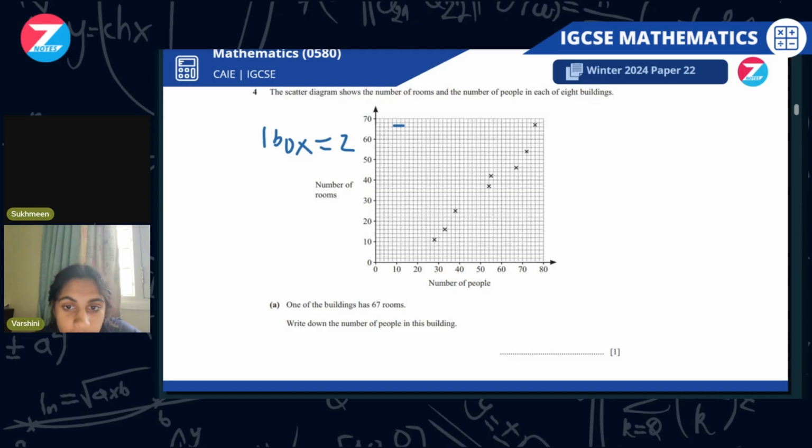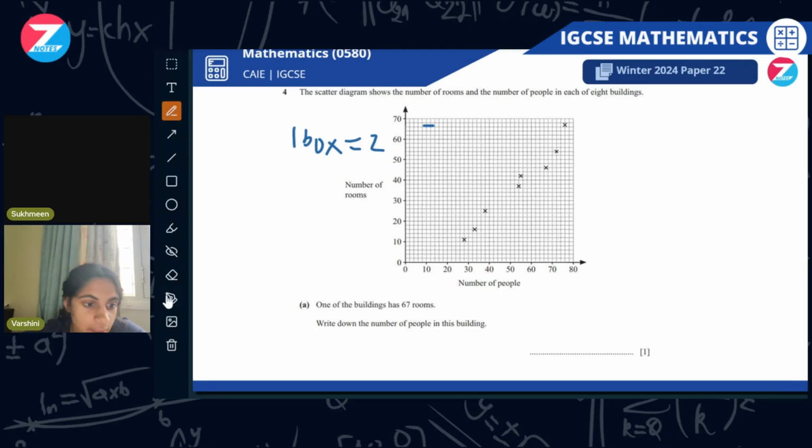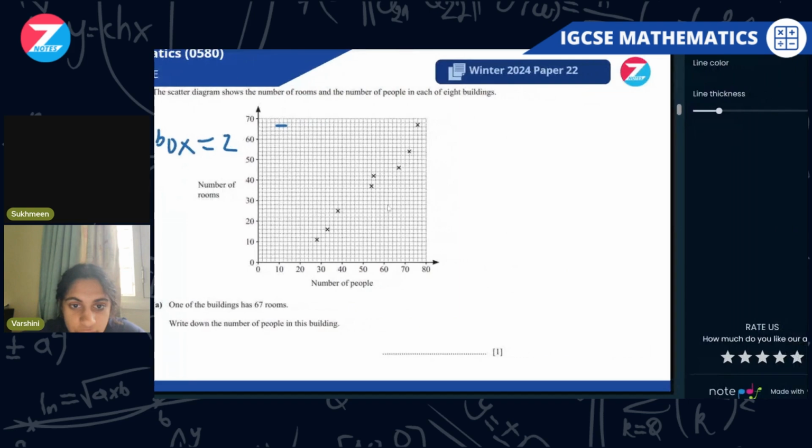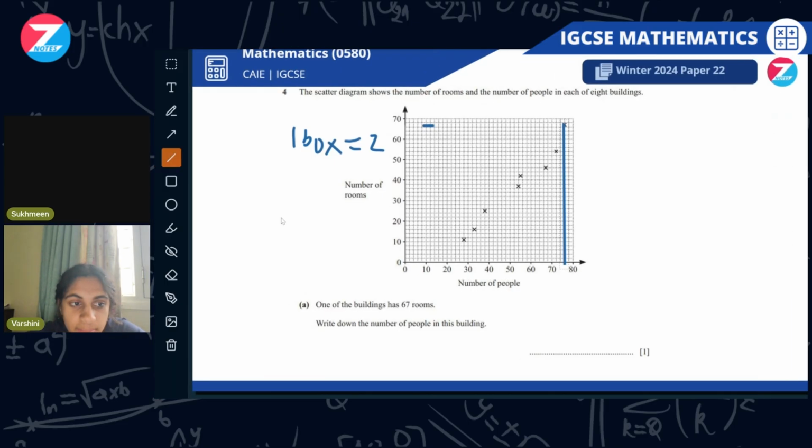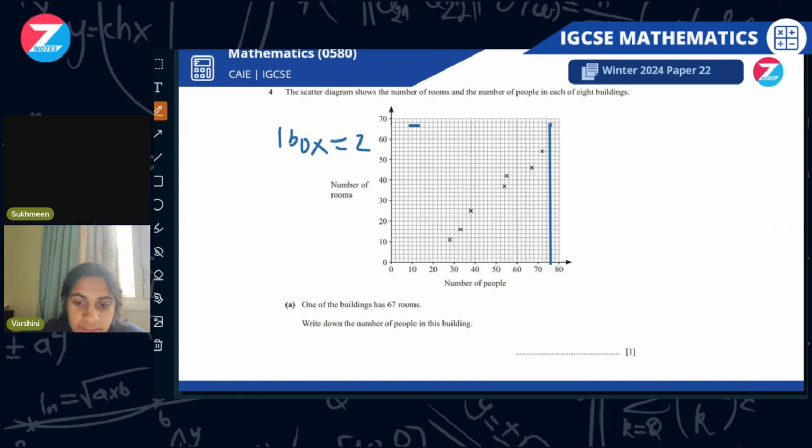Now we just want the number of people, so we're just going to draw a line directly down from here, and this is going to be our number of people. Again, one box will be equal to 2, so it's 72, 74, and 76. So the number of people is going to be 76.